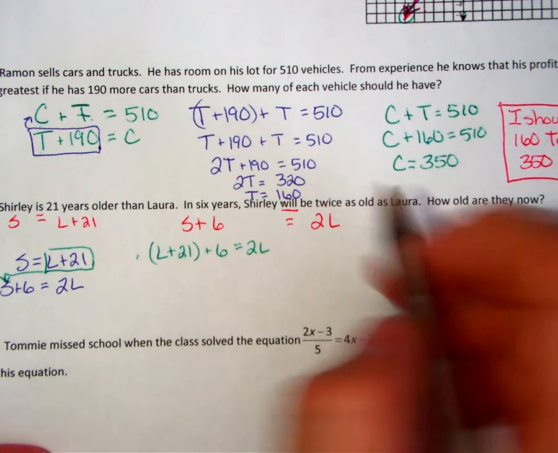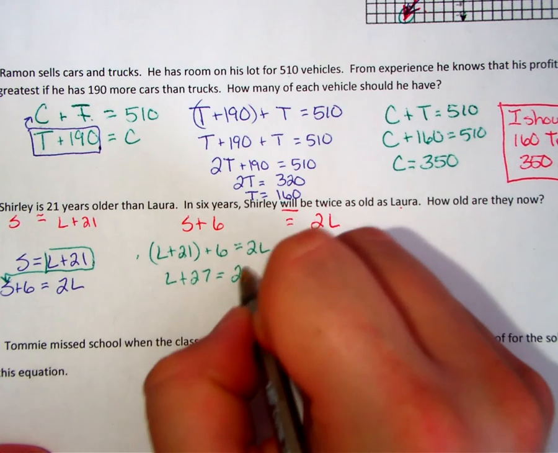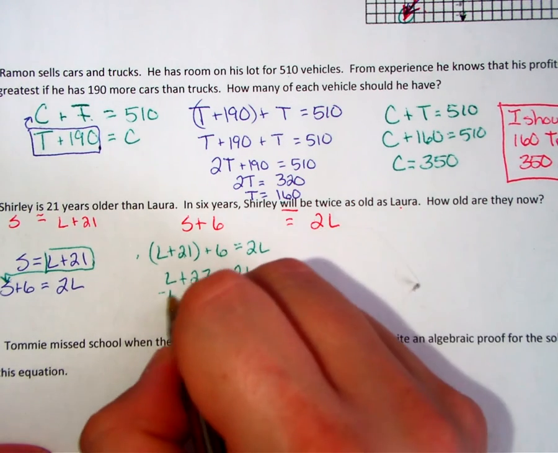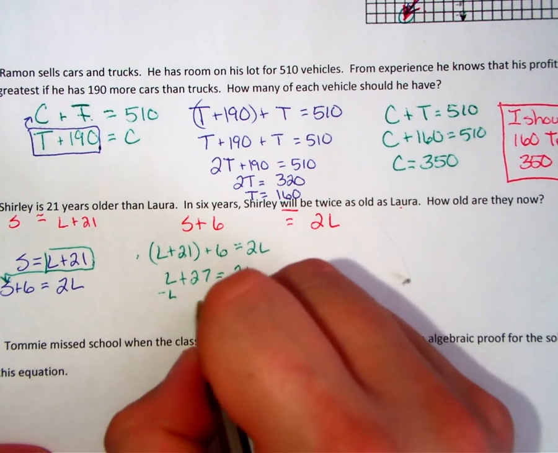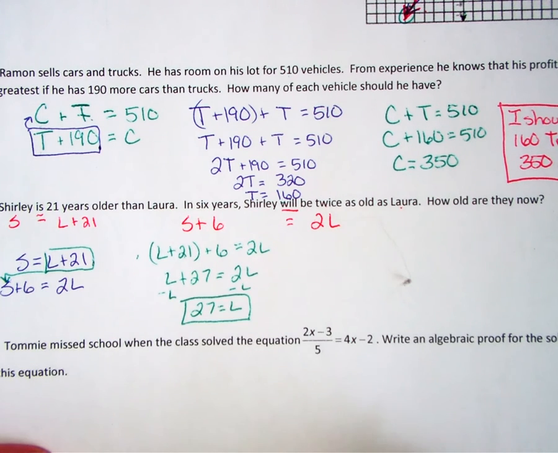21 plus 6 is 27, so L plus 27 is equal to 2L. Subtract L from both sides, and 27 is equal to L. So we have learned that Laura is 27 years old.